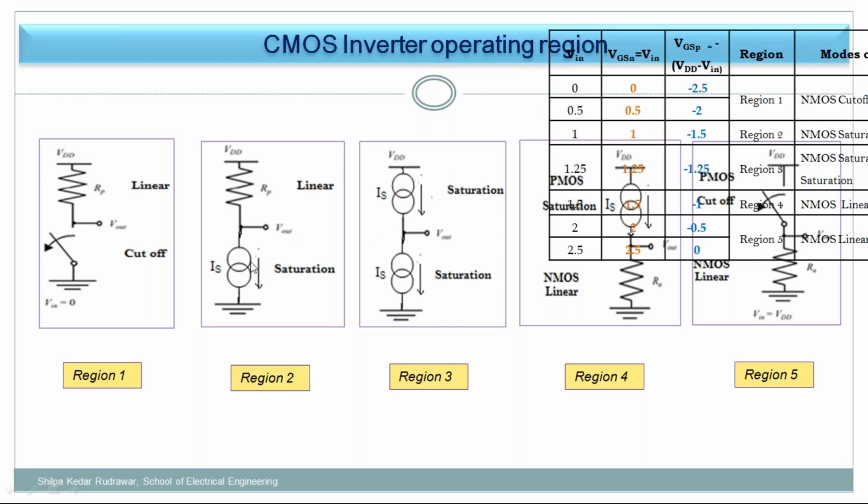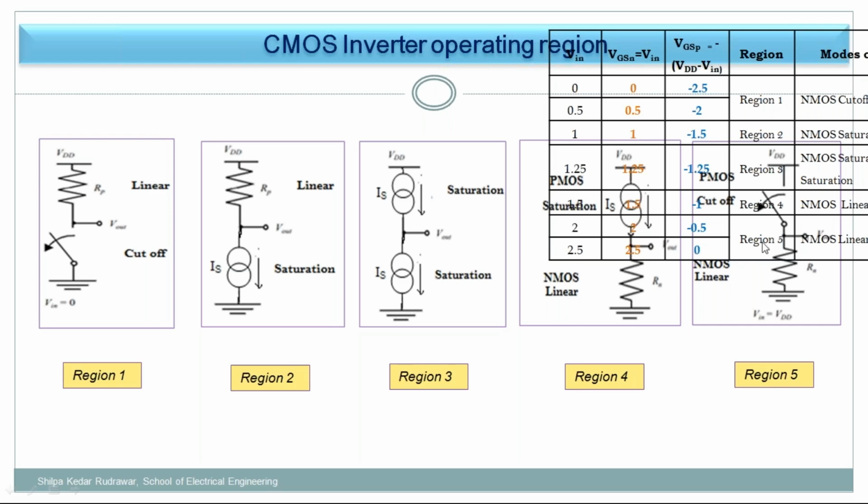Now this is related to the first model. It means I have modeled this particular thing for this region 1. So region 1 is what? Where my NMOS is in cutoff. Cutoff means device is off, so I have shown it as an open switch. And this PMOS is in linear. Linear means it is acting as a resistor where current increases with increasing voltage. So you can model this first region like this.